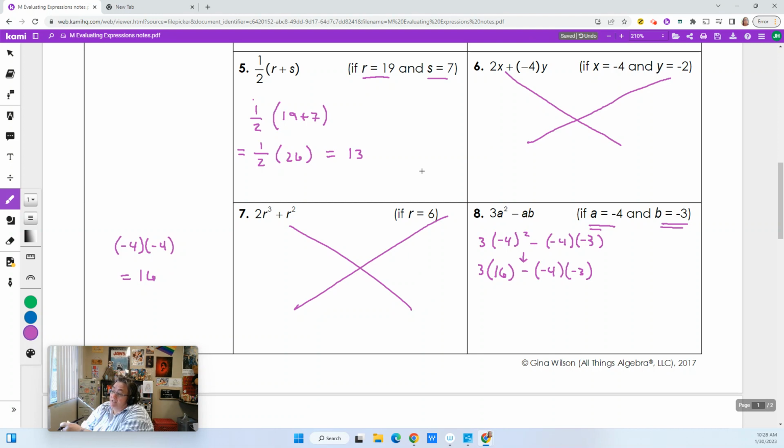So 3 times 16 is 48. And if you don't believe me, grab a calculator. And then I've got minus, well, I have negative 4 times negative 3. Again, that's a negative times a negative, so it gives us a positive. So 4 times 3 is just 12. And so now we've got 48 minus 12. And 48 minus 12 is going to be 36.